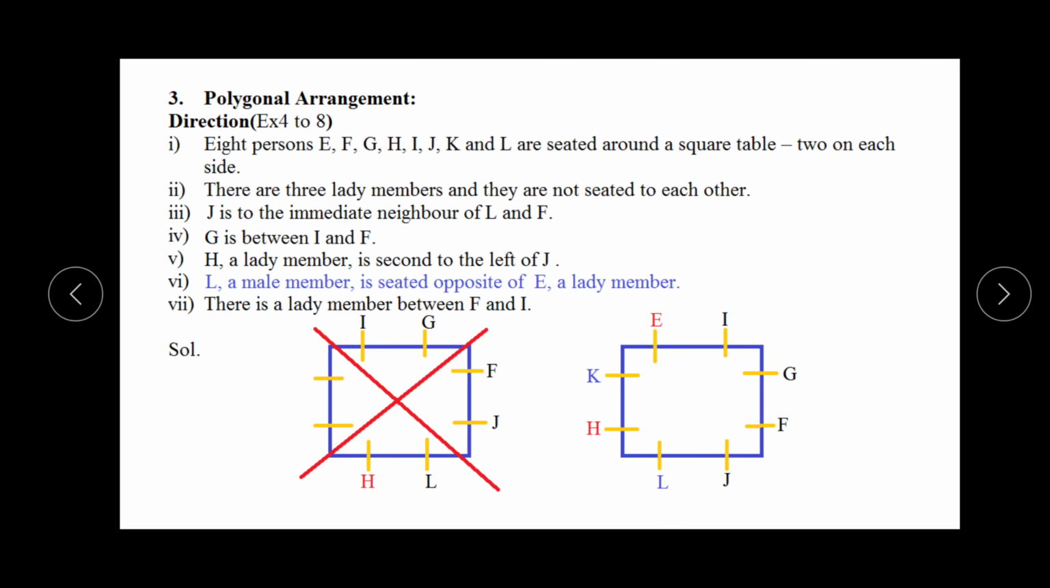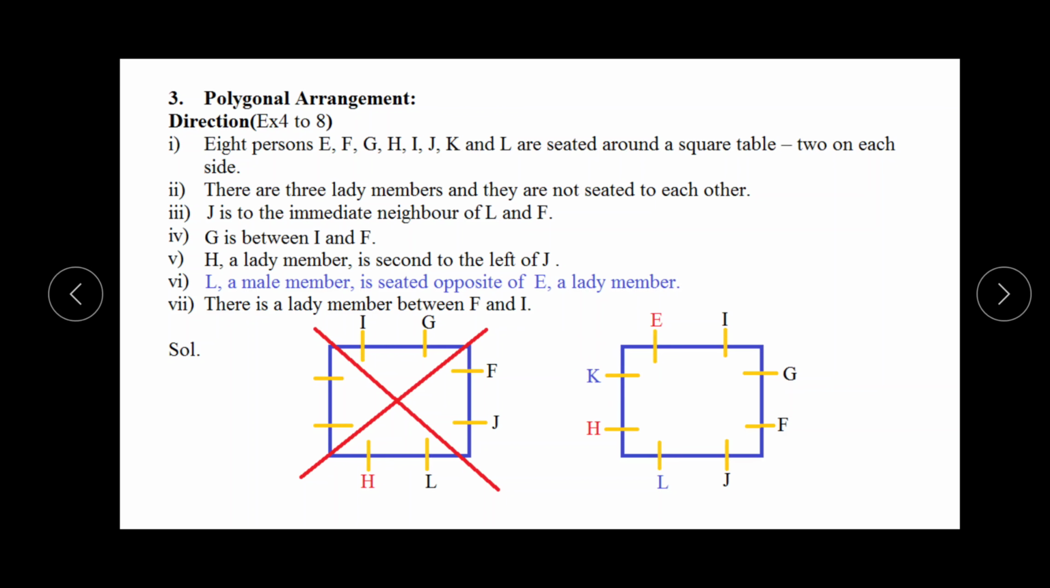In the next statement, L, a male member, is seated opposite of E, a lady member. It means E is a lady member and L is a male member. We check the position of L. Here, opposite of L there is G, so this diagram is wrong. In this one, opposite of L there was a blank space. Here we can place E. E is the female member, that's why she is in red, and L is a male member. This was the vacant space.